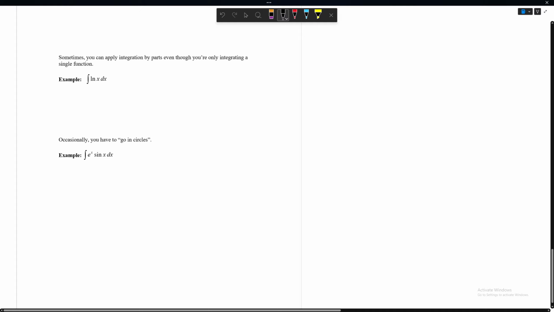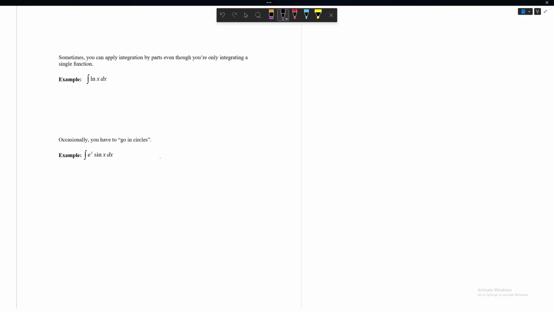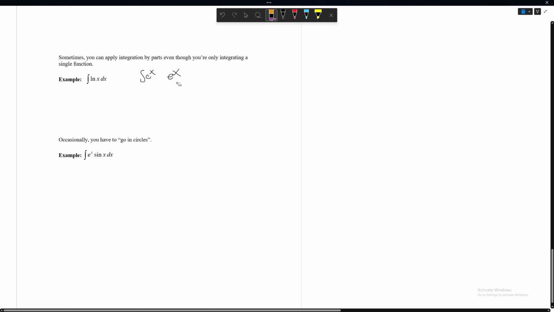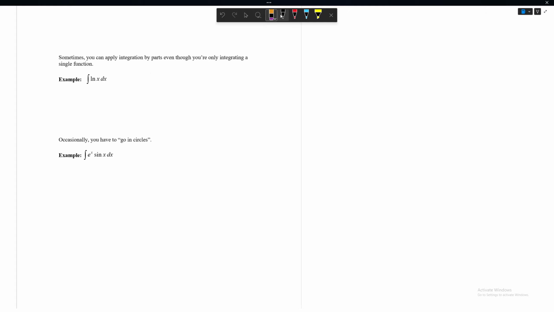Here is more practice. Sometimes you can apply integration by parts, even though you're only integrating a single function. So how can you do it here? Can we integrate ln x? You know how I said the integral of e to the x is just e to the x, and that one is given in the formula sheet. It's known, so you don't need to memorize it. Your ln x, however, is not given, and you do have to integrate it properly. I don't think it's given from what I remember. But if you want to integrate ln x, you can do integration by parts.